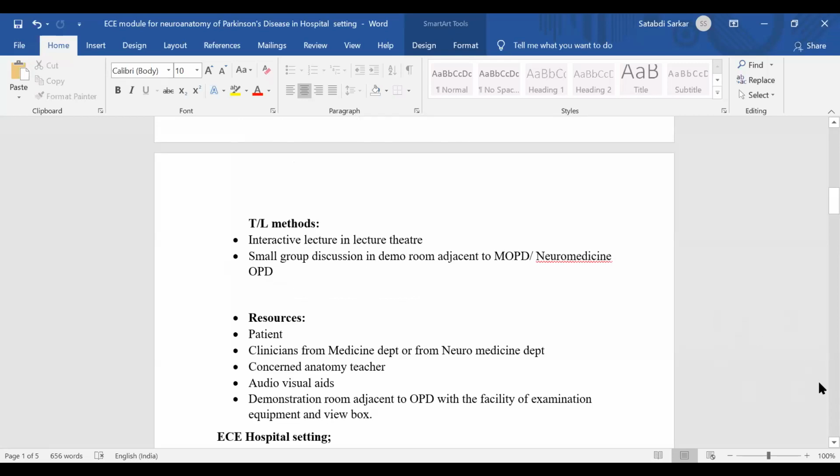The teaching learning method will be an interactive lecture in the lecture theater and small group discussion in the demo room adjacent to the medicine OPD or neuromedicine OPD. The resources are the patient, the clinicians from the medicine or neuromedicine department, the concerned anatomy teacher, audiovisual aids, and a demonstration room adjacent to the OPD with the facility of examination equipment and view box.